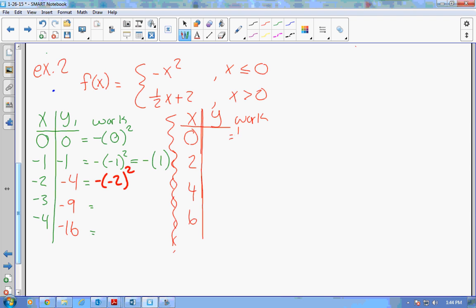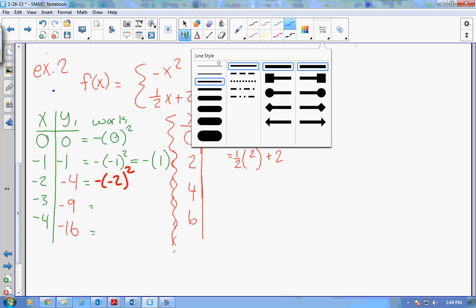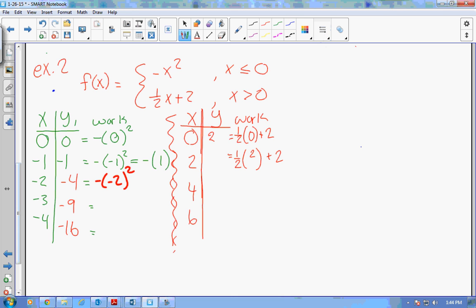So for the work, 1/2 times 0 plus 2. Multiply first, then add, because that's how Please Excuse My Dear Aunt Sally goes. 2. Let me do another one. 1/2 times, I'm going to put this 2 up high because it's actually in the numerator. If we have a 2 on top and a 2 on bottom, it cancels out to 1 plus 2, which is 3.